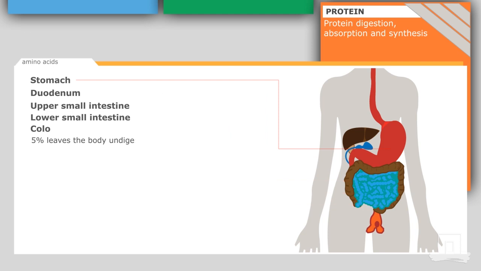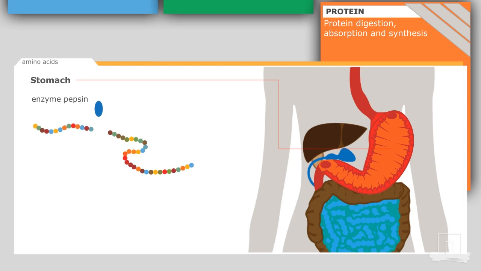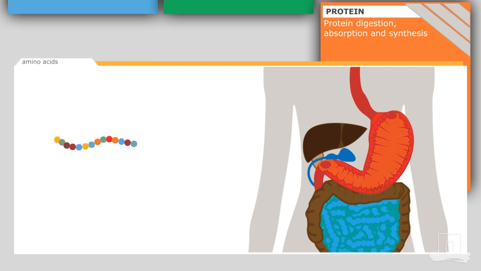Now let's look a little bit more in detail at what happens during protein digestion. I pointed out that protein digestion already starts in the stomach because there's an enzyme there called pepsin that breaks down dietary protein into smaller peptides, polypeptides. But digestion is not nearly complete.